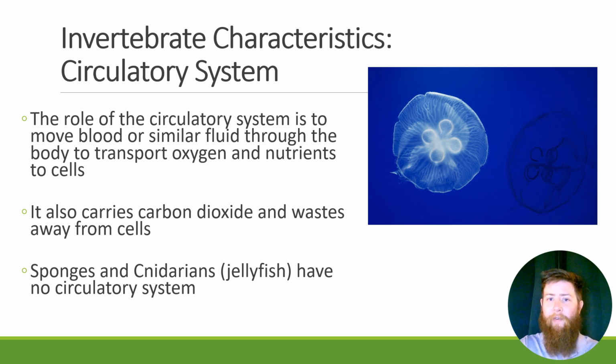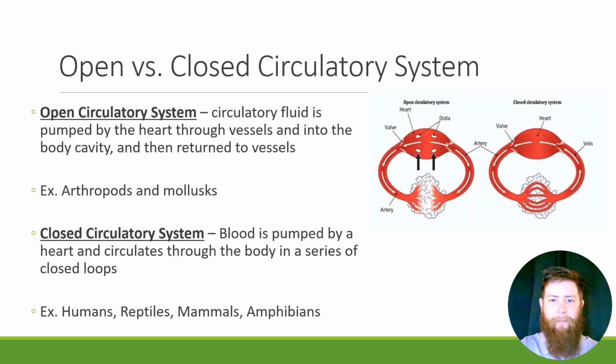Some other things that invertebrates have, we start to see circulatory systems. This system's role and job is to move fluid around, to transport oxygen inside of that fluid and nutrients to cells. This fluid usually picks up carbon dioxide and waste at the cell and takes it away from there and gets rid of it. So things like sponges and cnidarians, these jellyfish here, have no circulatory system. But after you get any more complex than those, even into roundworms and earthworms, they start to have circulatory systems.